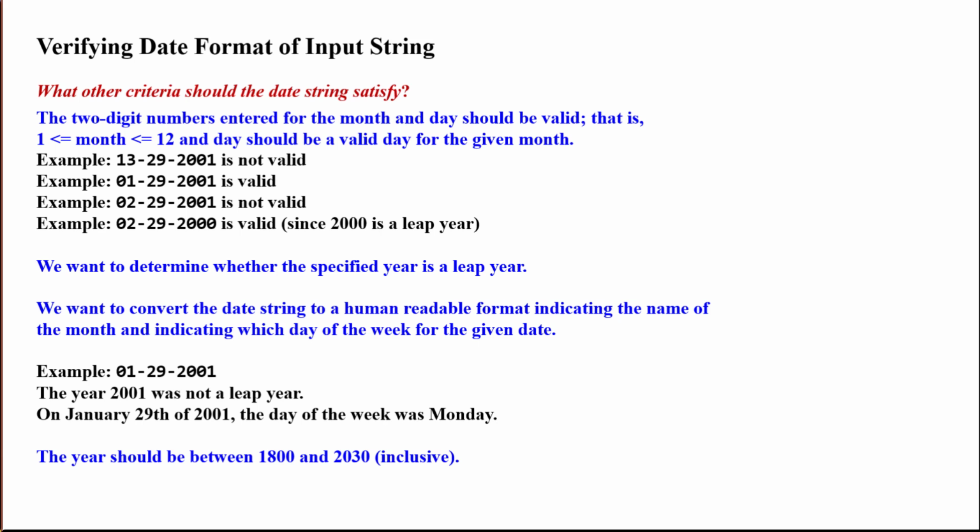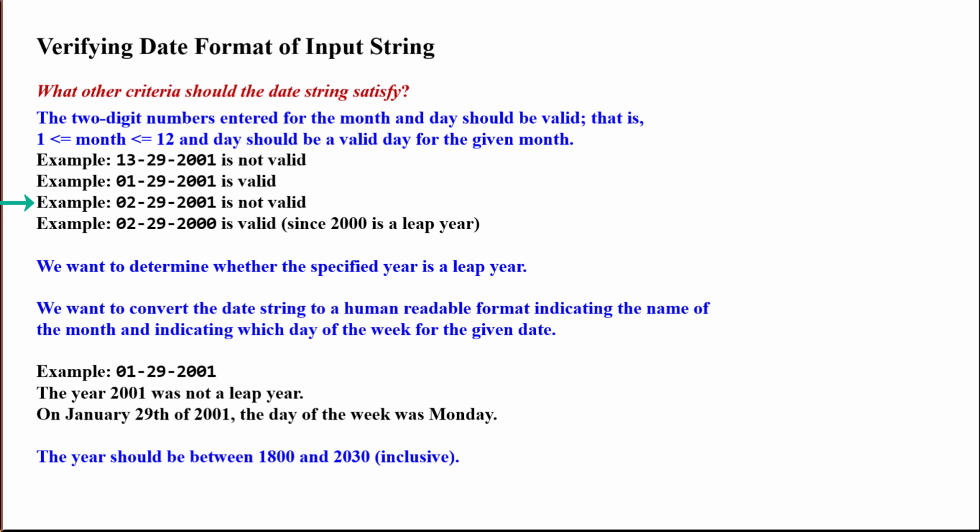What other criteria, other than the structural criteria, should the date string satisfy? Well, I think we would agree that the 2-digit numbers entered for the month and day should be valid. In other words, the 2-digit number representing the month should be a valid month number. The same could hold for the days. So for example, 13-29-2001 would not be valid. We don't have a 13th month of the year. 01-29-2001 would be valid. It's January 29th, 2001 would be an acceptable date.